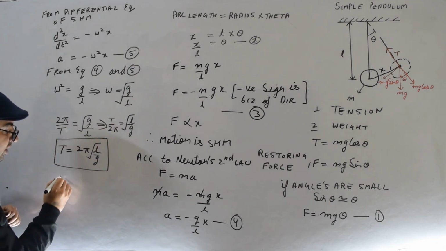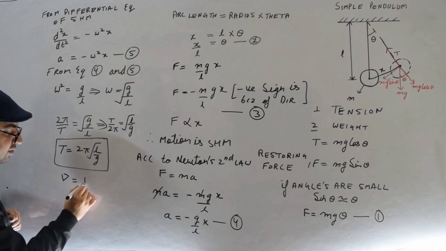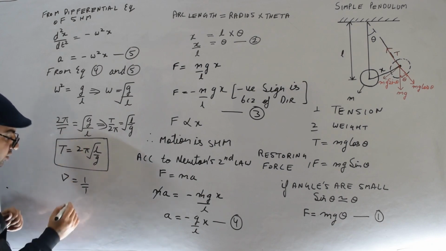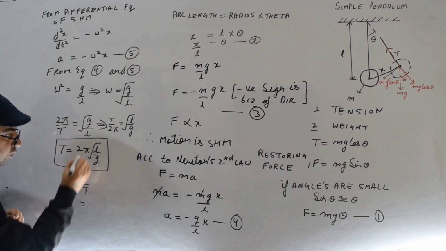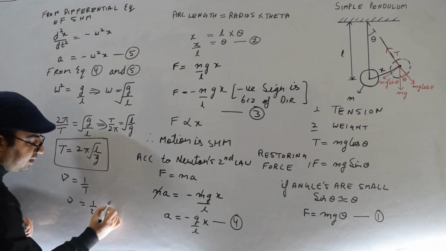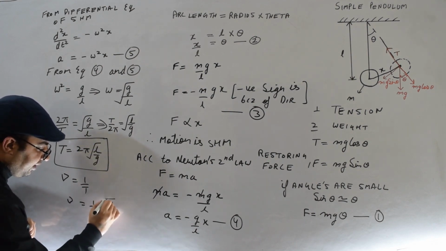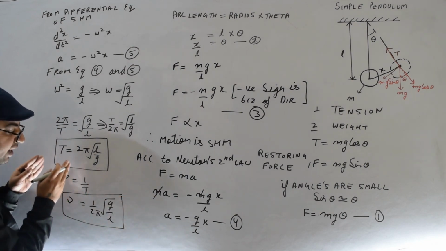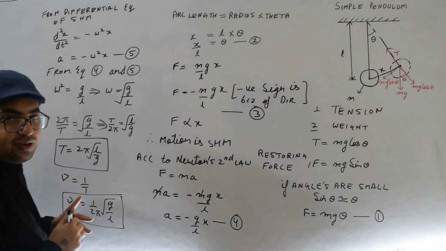And what is frequency? Frequency, we all know, is the reciprocal of the time period, so the formula will get inverted. So nu becomes 1 upon 2 pi, g becomes on the upper side, L under root. So these are the expressions for the time period as well as the frequency.